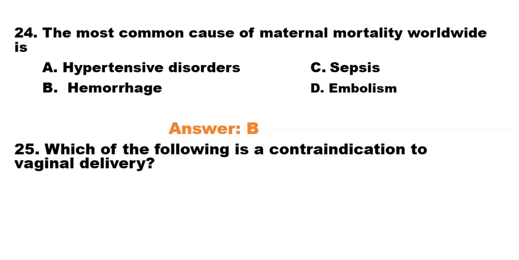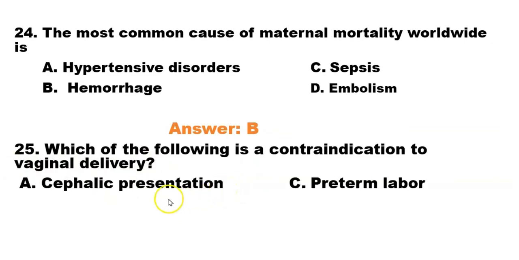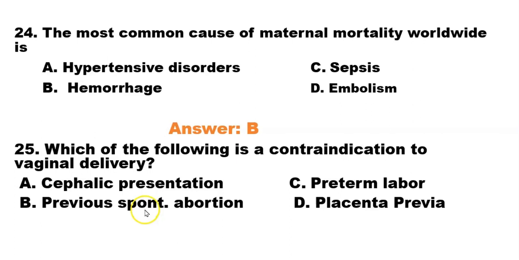Next question: which of the following is the contraindication for vaginal delivery? The contraindication for vaginal delivery: A. Cephalic presentation, B. Previous spontaneous abortion, C. Preterm labor, D. Placenta previa. Think over it for 5 seconds.